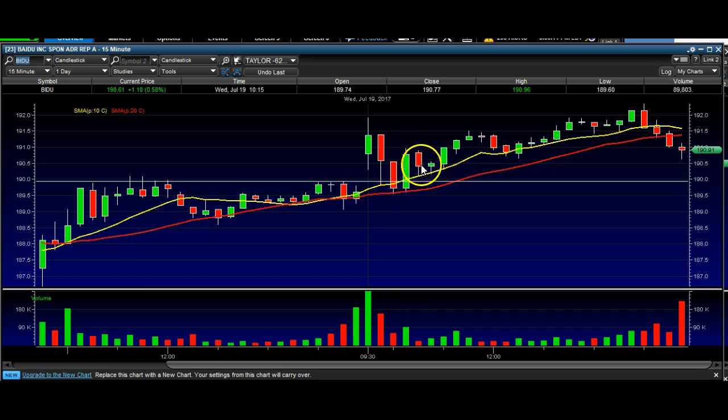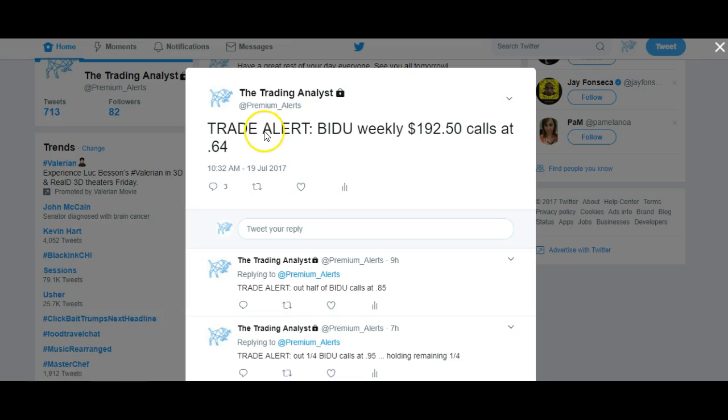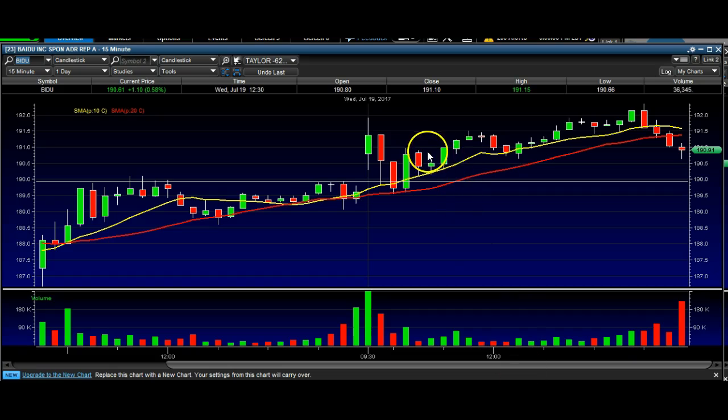So we got long right here on this candle, on that retest a little bit lower. I believe it was right around here, about 190.75 approximately is where we got long. And we alerted our members right here: BIDU weekly 192.50 strike calls at 64 cents. So that was the action right here.